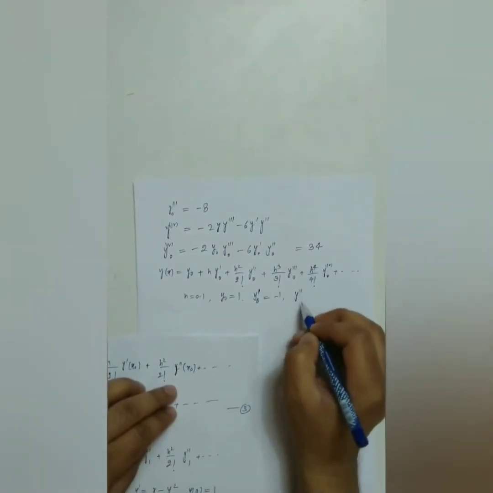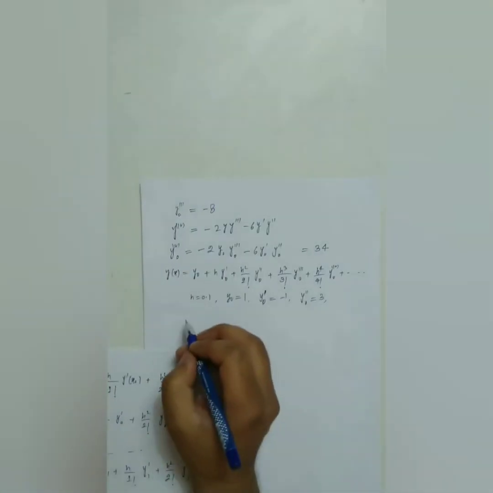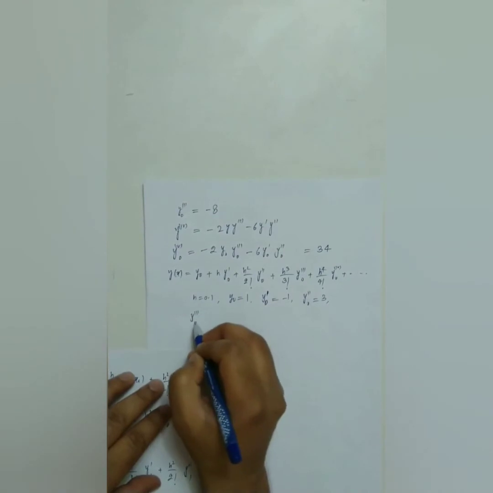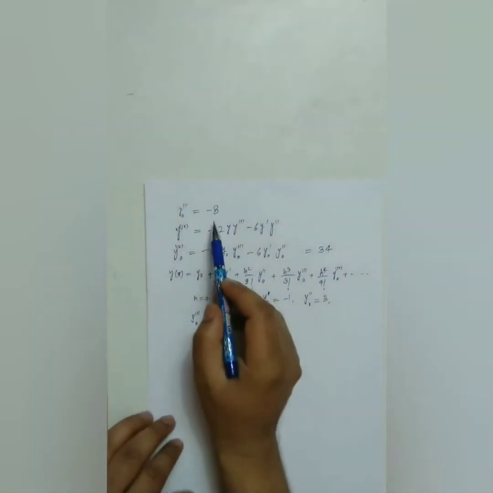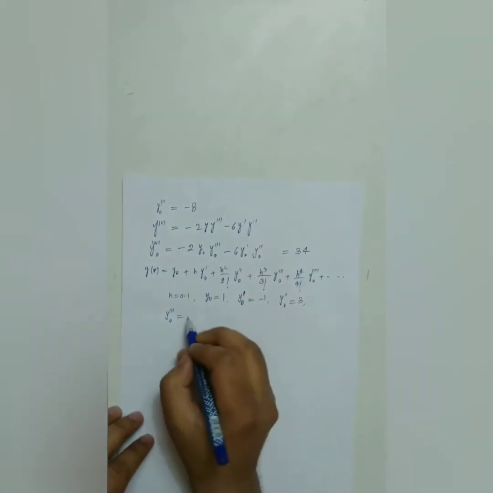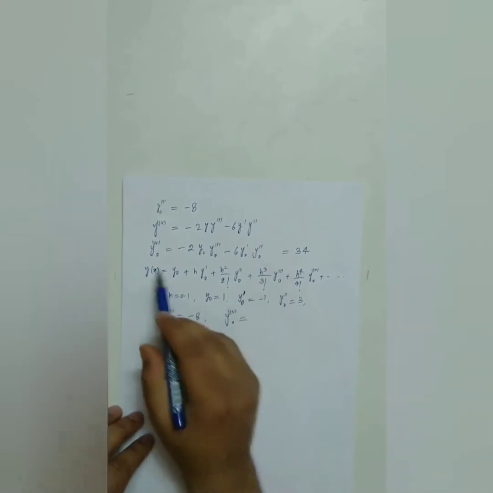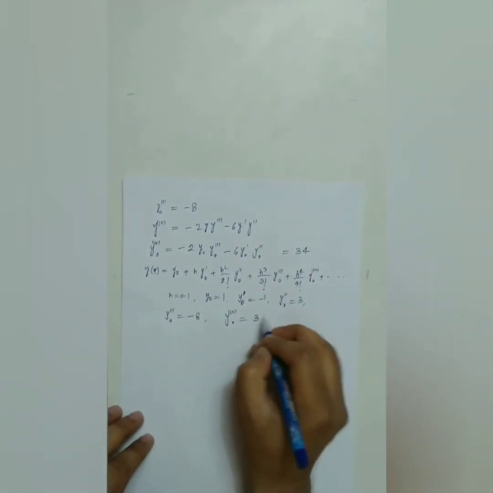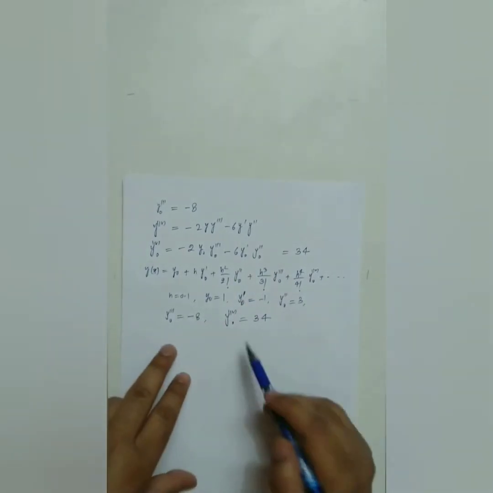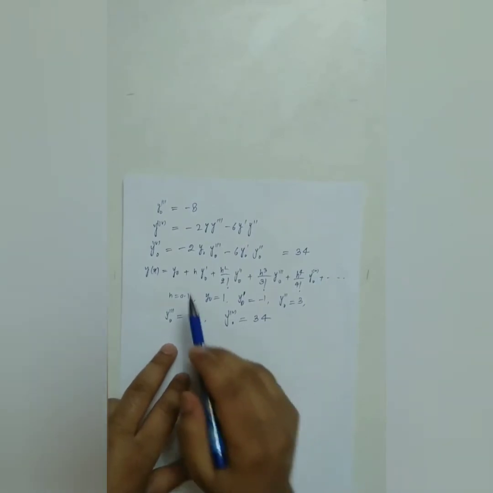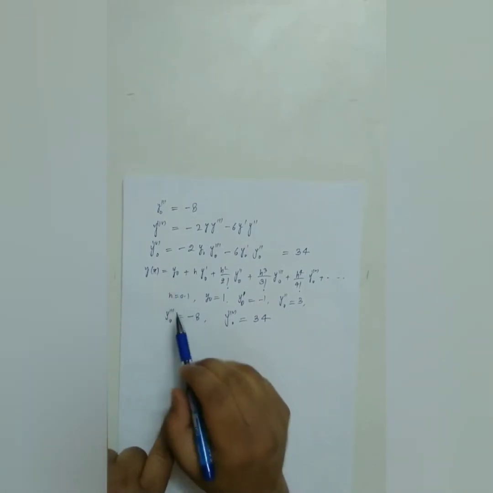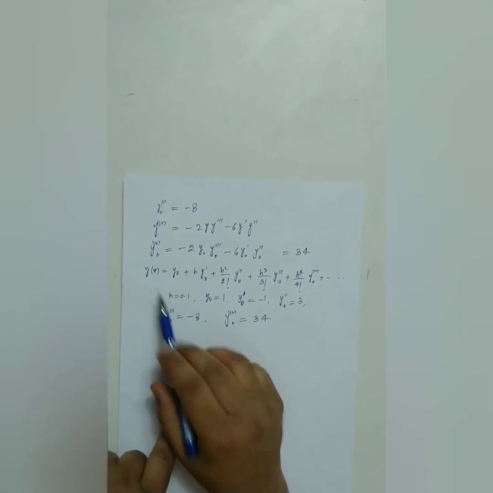The value of y double dash 0 is 3. The value of y triple dash 0 is minus 8, and the value of the fourth derivative at 0 is 34. We can also find higher derivatives, since we have to find the value of y at 0.1.